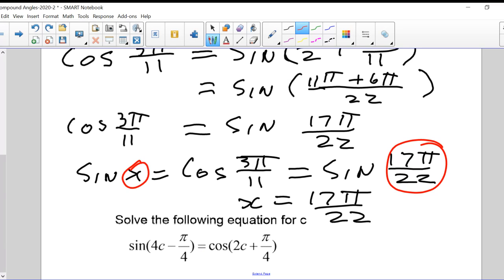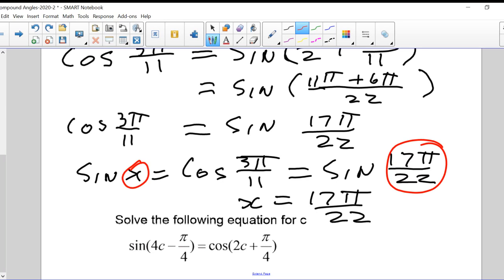Okay? Does that make sense? Are we good with that? Lynette says perfect. Okay, so there's your answer, folks. All right. So we just used a co-function identity to answer that question.